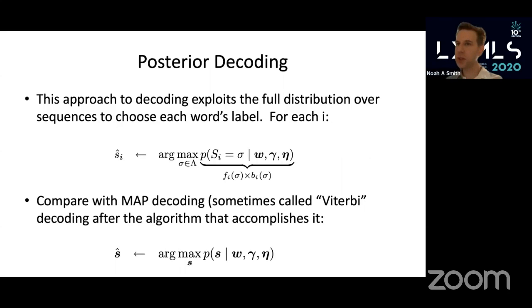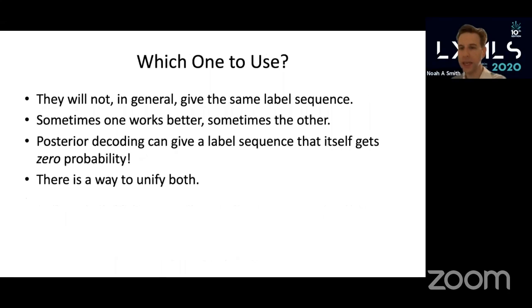Okay, so these two things look very different. I'm going to give you a way to think about them. I'm not going to tell you which one to use. There's not really an easy answer to which one you should use in a particular situation. It's important to note they will not in general give you the same label sequence. People have seen in some cases one works better, sometimes the other. It probably depends a lot on your model and your data and your problem.